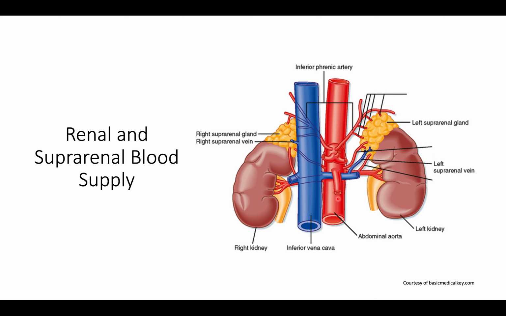Additionally, the same thing can be said for the abdominal aorta and its branching points on the lateral sides. So your left renal artery is going to be just a little bit shorter than your right renal artery.